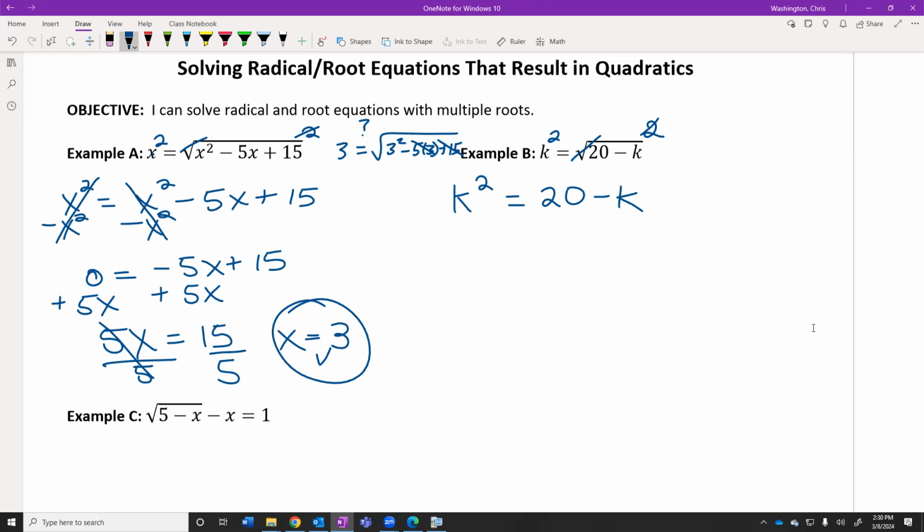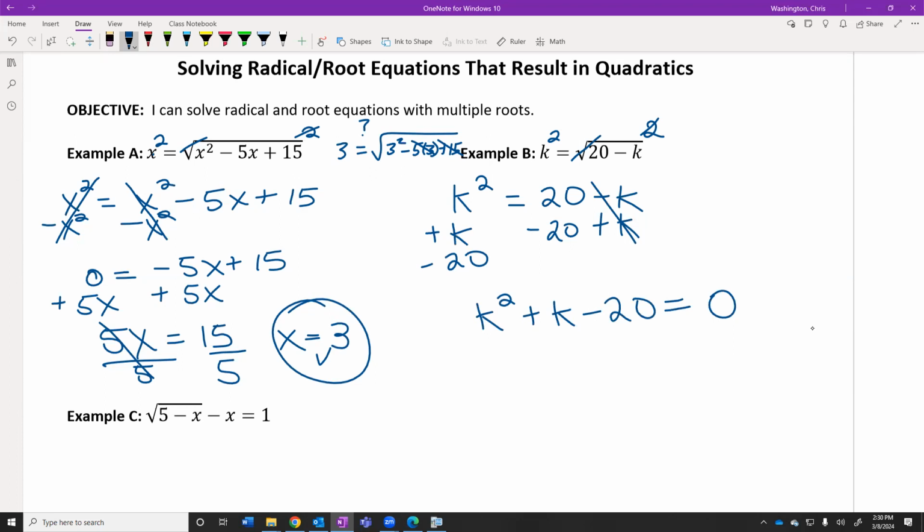So even though I'm going to have to move two things instead of one, I might move these two things on the right to the left. We can do that by adding k to both sides, and at the same time, subtracting 20 from both sides. So we get k squared plus k minus 20 equals 0.